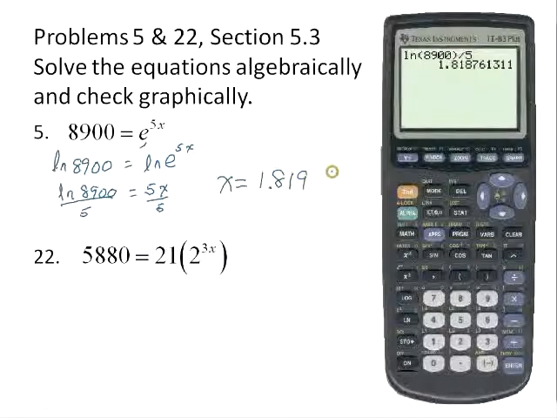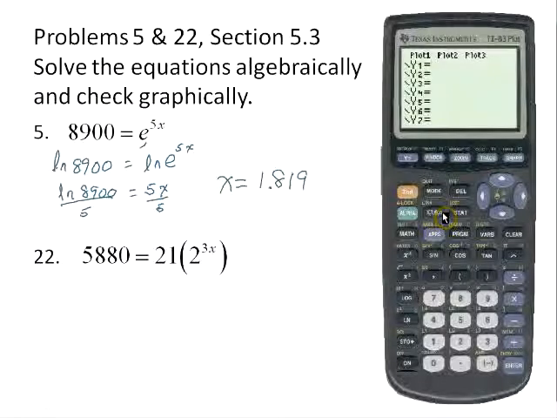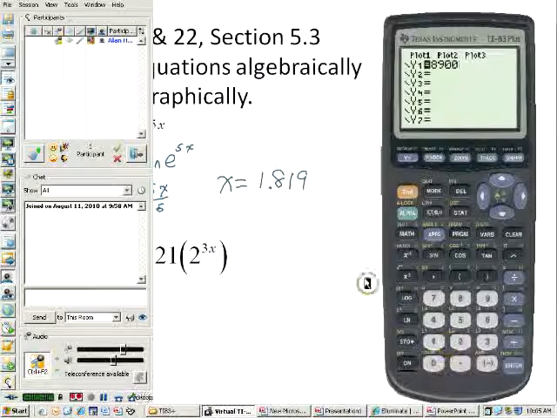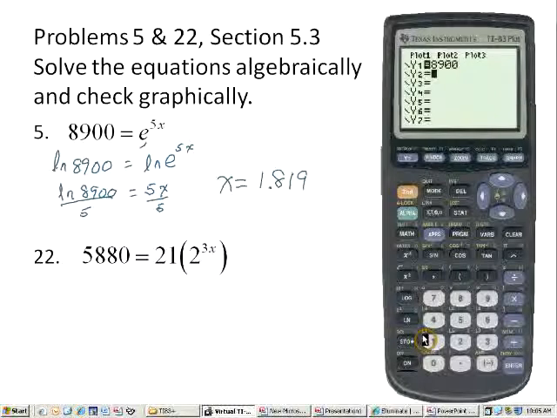Now, if we want to check this graphically, in the calculator we want to put in 2 different functions. The first function we're going to put in is just the 8,900. And the second one is going to be our e, so I go to the second function and put in e raised to the 5x. We'll put both of these into the calculator.